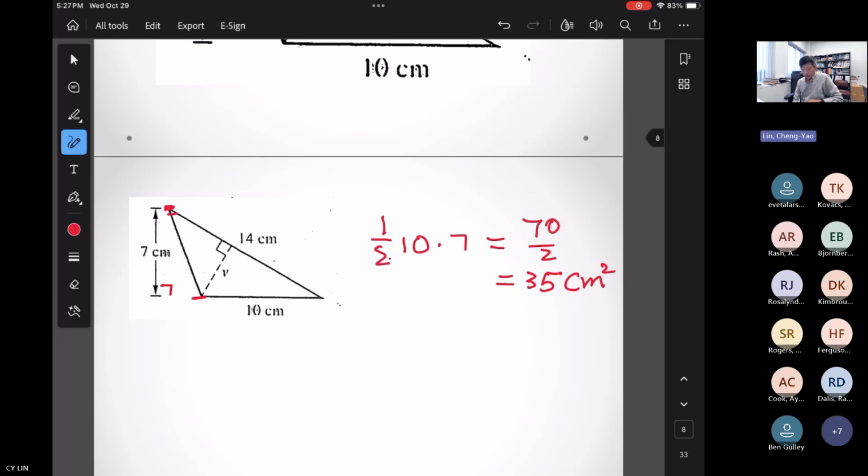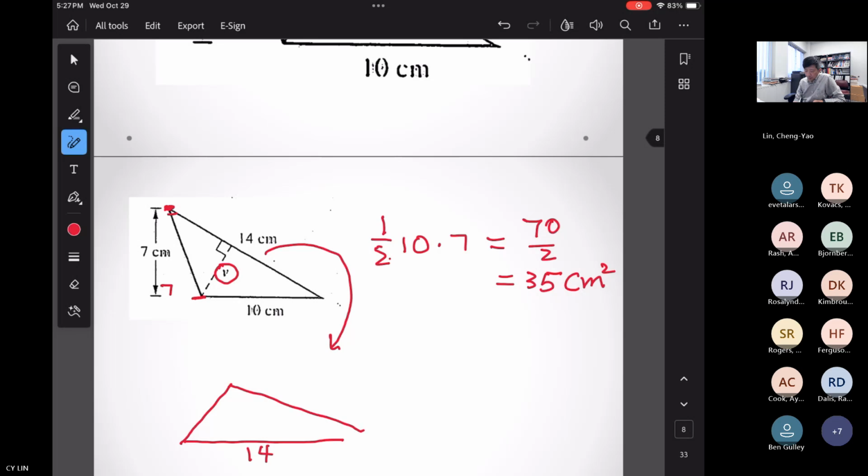Now, because I want to find out V, I want to rotate. Rotate, that means 14 is on the bottom right now here. And then one side rotates: this one goes to here, and this one goes to here. Are you with me? And this one goes to V right here. Are you with me if I rotate the triangle?